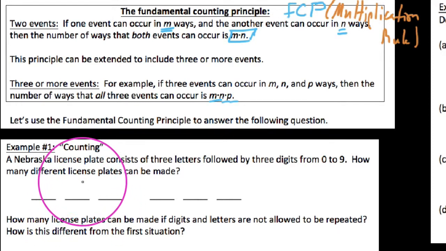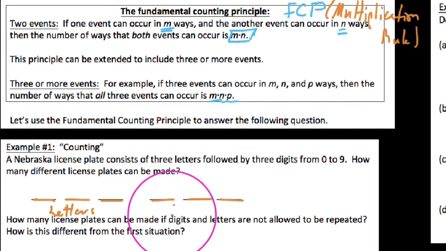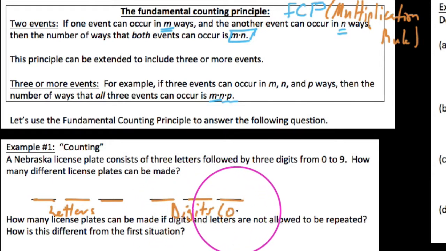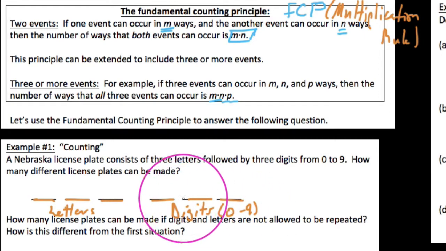When you determine the number of ways that something can happen, you'll notice that, at least in that last example where I had bread, I put an underline to represent each possible thing that could happen, or every individual event in this entire sequence of events. So this would be choose a letter, a letter, and a letter. So these would be our letters here. And these are going to be our digits. Notice I say not numbers, but digits here. And we say digits 0 through 9. So what we're going to do is we're just going to go through and list these.